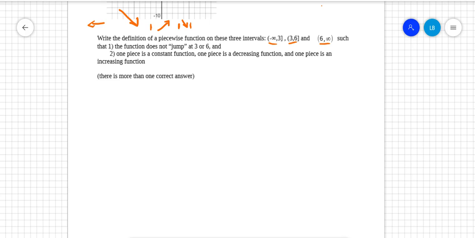So constant means it's going to be a flat line. Decreasing function means it's going to be going down. And increasing function means it's going to be going up.